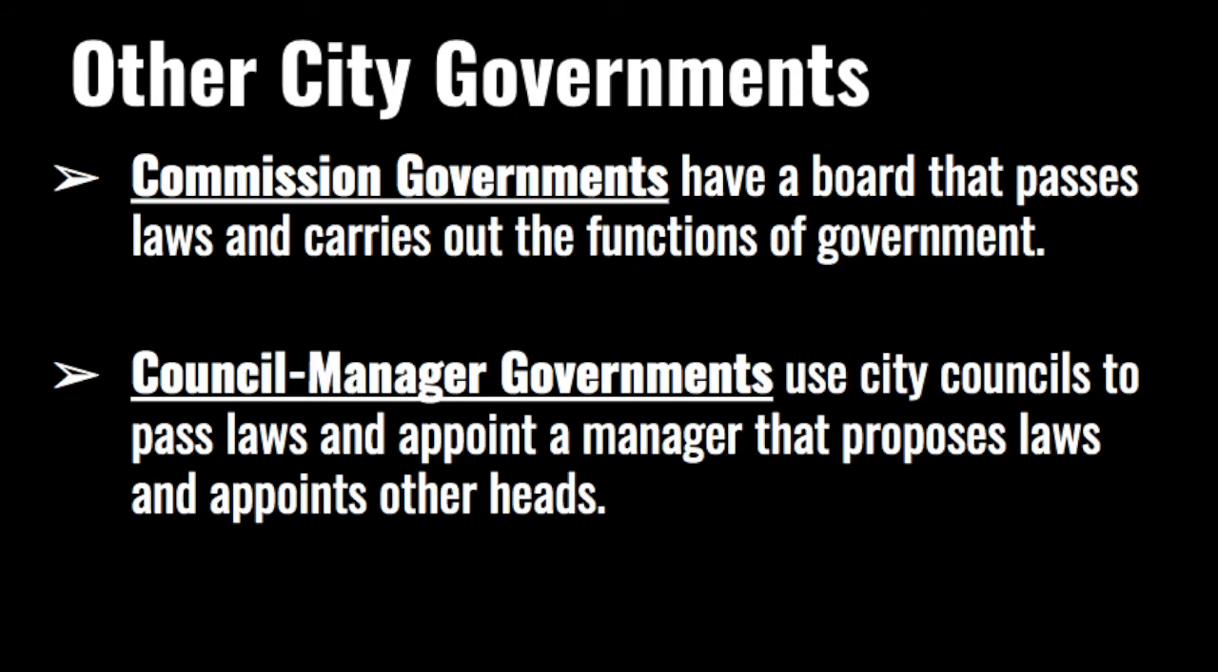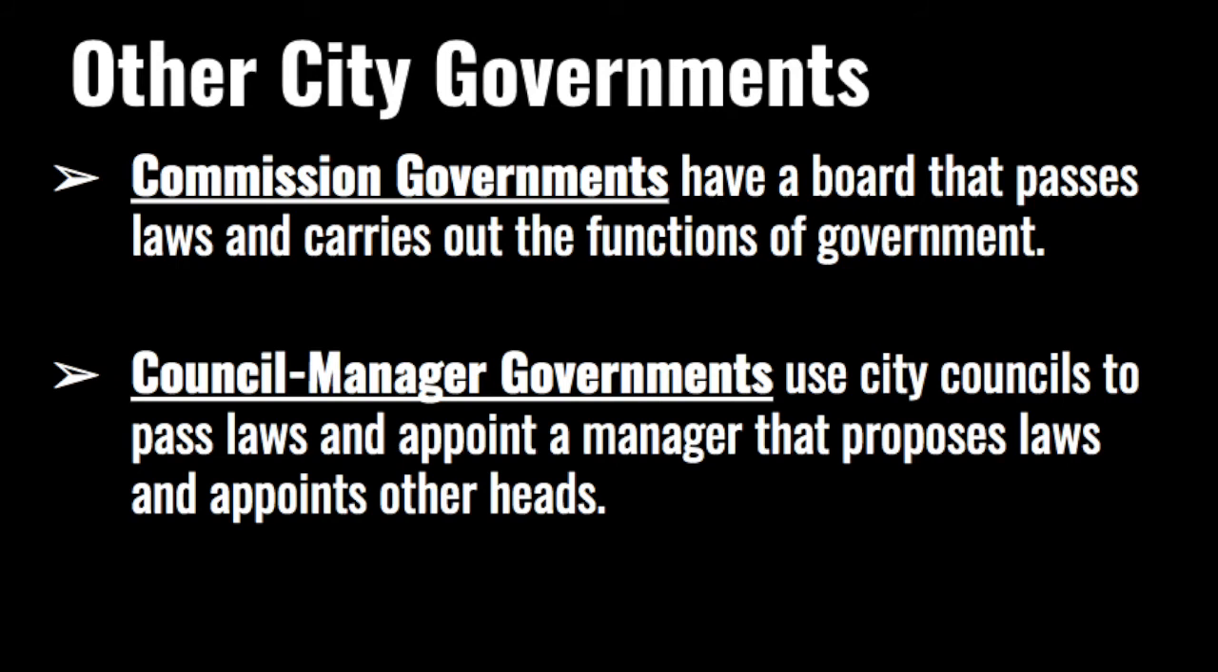Commission governments have a board, so several people that pass laws and carry out the functions of government. Instead of having a mayor that might be the executive, you'd have several people that would be in charge of police, public works, fire departments, and so on. They pass laws and they carry them out. Most commissions have 3 or even as many as 9 people that are supposed to work together to do these things. The last city government is called a council-manager government.